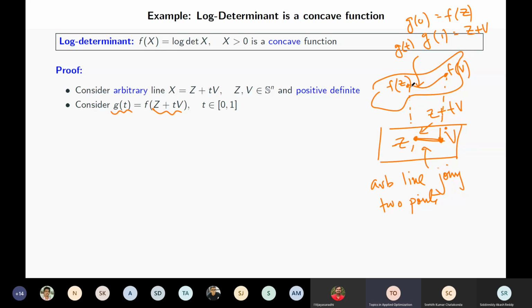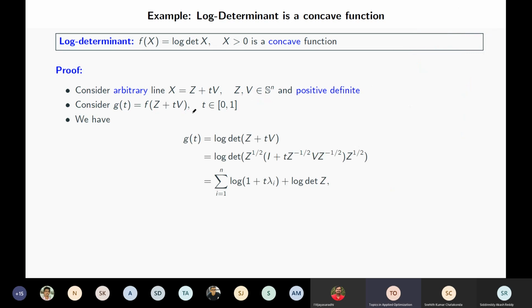I wonder if this is correct. Should I take a convex? The original statement was line joining them, or any arbitrary line. So I will check this again as I go along. Consider this line, but anyhow, this is some line, and if we consider this, then what is g of t?